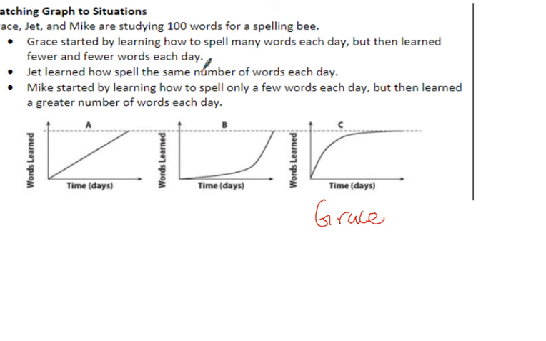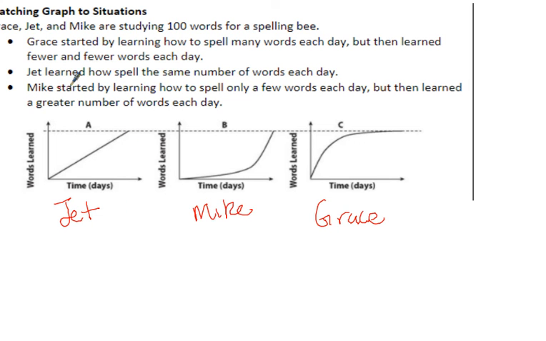So then we have Jet. Jet learned the same number of words each day. So this is our steady rate, same number of words each day. If we have the same thing happening every day, that's going to be our linear relationship, right? Because that's what a linear relationship does. It has a constant rate. And then that does leave this last one, this middle one, to Mike.